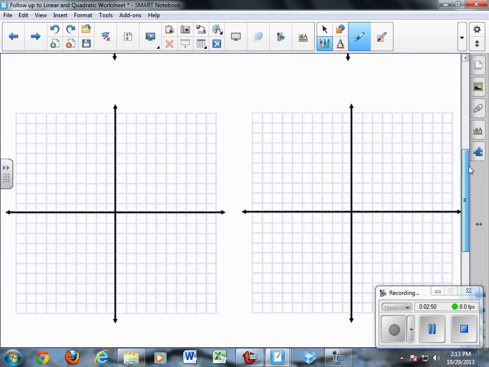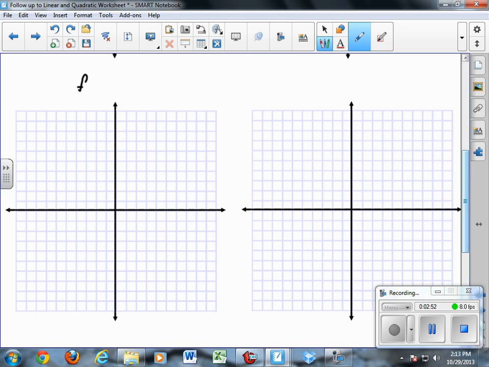Let's look at the parent function f of x is equal to x squared. So this is our basic parabola. And if we plotted some points, we would notice that it goes through the point 0, 0, 1, 1, 2, 4, 3, 9. So that would be the right-hand side of the parabola. And since the parabola is symmetric with respect to the y-axis, it reflects over the y-axis. Then we'd also have negative 1, 1, negative 2, 4.